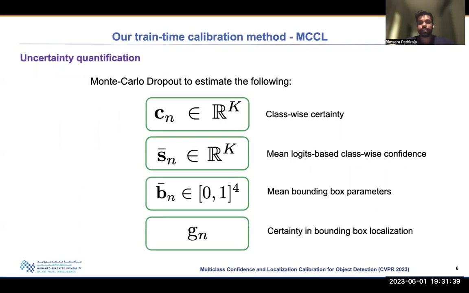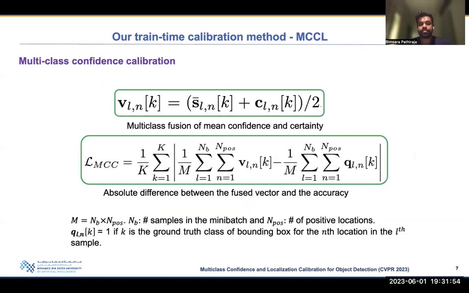Our method leverages Monte Carlo dropout to estimate four quantities: mean logits-based class-wise confidence, class-wise certainty, mean bounding box parameters, and certainty in bounding box localization. The proposed auxiliary term has two components to calibrate confidence and localization separately. The first component calibrates multiclass confidence by first creating a fused vector of multiclass confidences and certainty. Then for each class, it attempts to minimize the absolute difference between the average fused vector and average occurrences over the mini-batch.